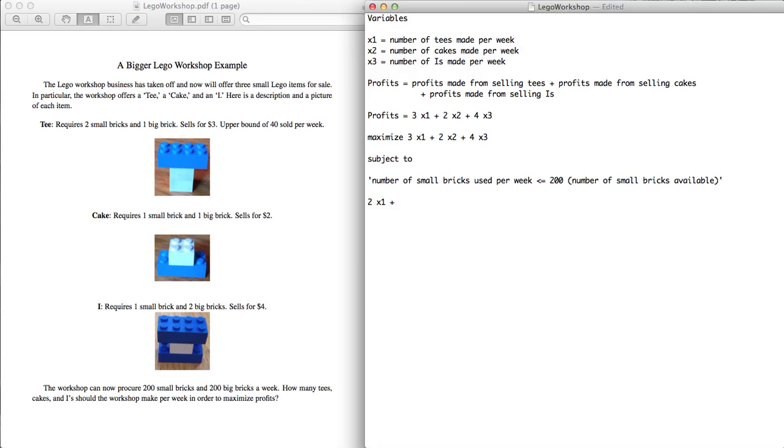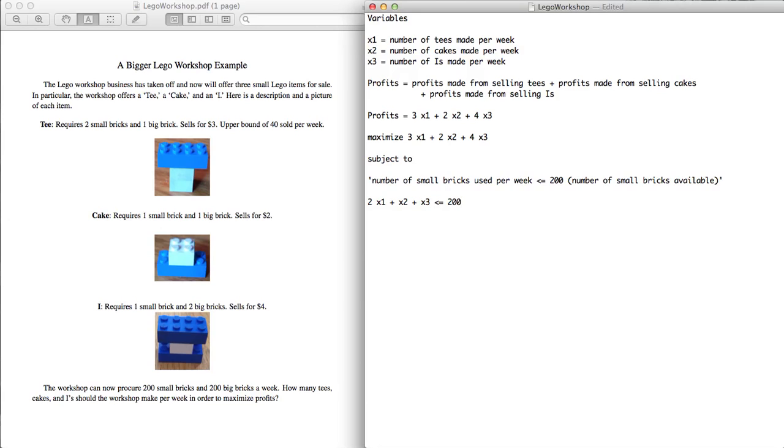The cakes only require 1 small brick, so x2 gives us the number of small bricks used per week for the purposes of making cakes. x3, since we only require 1 small brick for an eye, gives us the number of small bricks used for making eyes in a particular week, and then that's going to be less than or equal to 200.